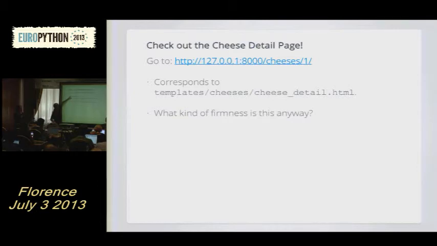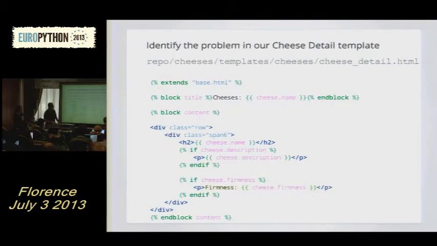All right, so if you go to cheeses/1 and look at what's being generated by your new cheese detail file, you'll notice that the firmness will be 1 or 2 or 3 instead of unspecified, soft, or firm. This is why: when we're calling cheese.firmness, we are calling the direct integer representation of the firmness level.